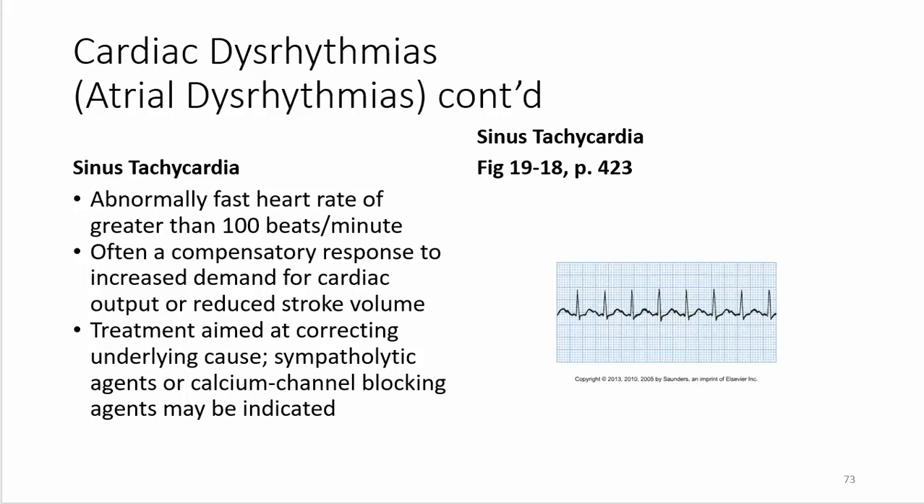But to address the tachycardia, really you can either block the sympathetic nervous system, because the sympathetic nervous system speeds up heart rate, so you can look at these sympatholytic agents, or you can look at calcium channel blockers, and that changes the rate at which the contractions happen. It's just as simple as that.